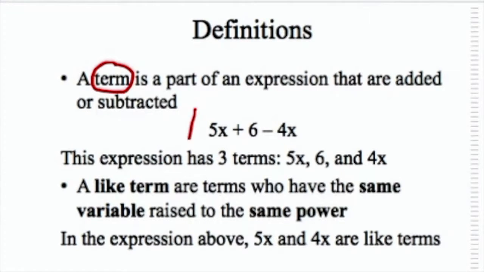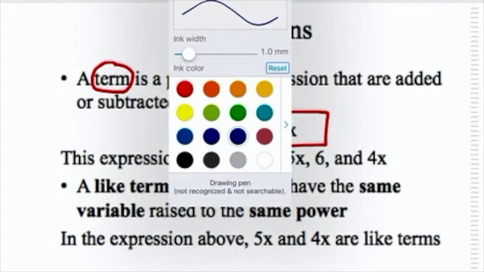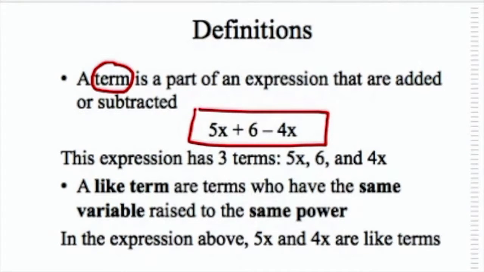So in this example right here, this is actually 3 terms, and I'll explain why it's 3. An expression is a bunch of numbers and letters with no equal sign. Whenever you have a bunch of numbers and letters with no equal sign, the plus or minus sign splits up the terms. Not multiplication, not division, but a plus or minus sign. So whenever you see a plus or minus sign, that's actually separating the terms.